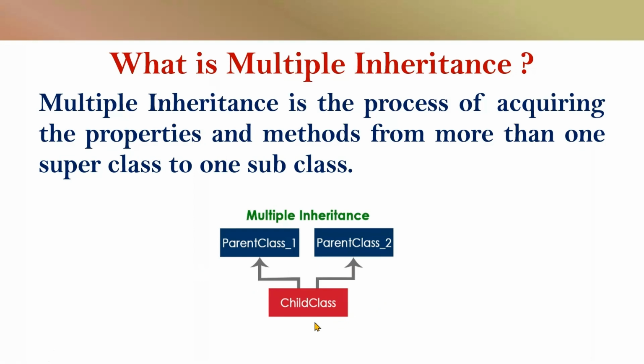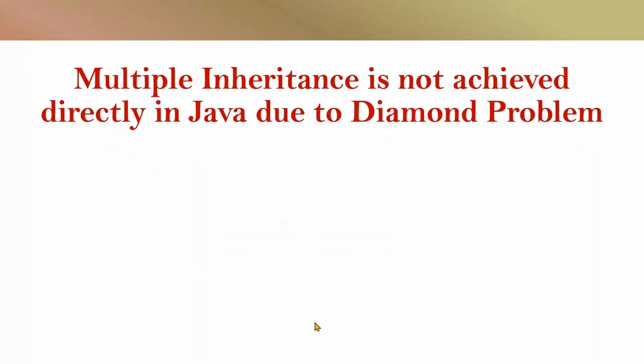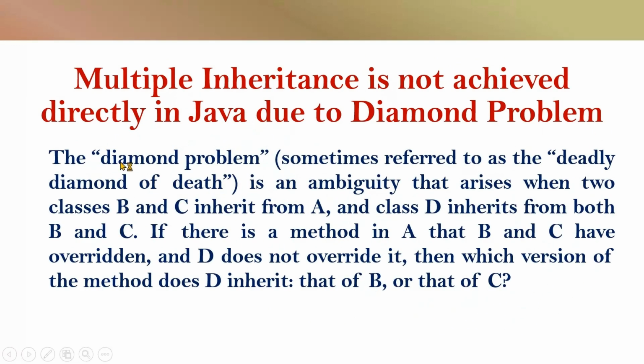Now when you go for multiple inheritance, it is not achieved directly in Java due to the diamond problem. Now we'll understand what the diamond problem is. The diamond problem is also called the deadly diamond of death.